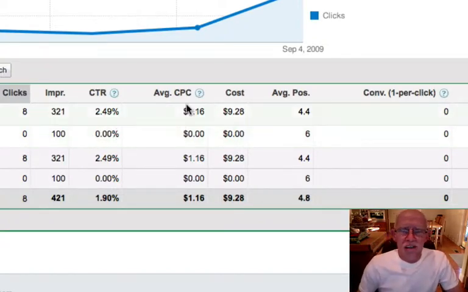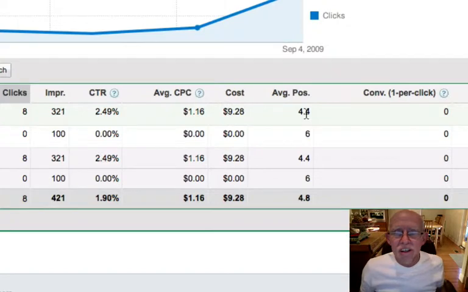My cost per click was $1.16 on my search. My average position, that's where it appears on the page, was 4.4. Not bad. That's fine. But I had absolutely no conversions here, you can see, on either of those parts of my campaign.